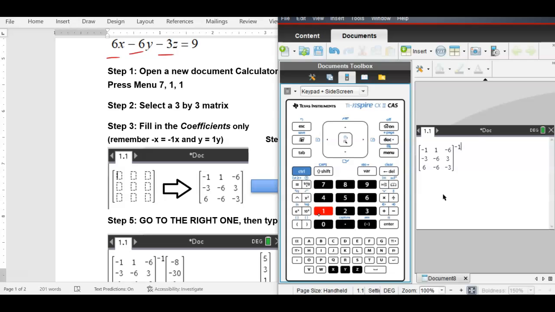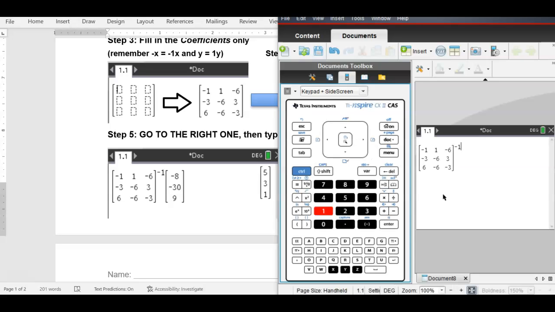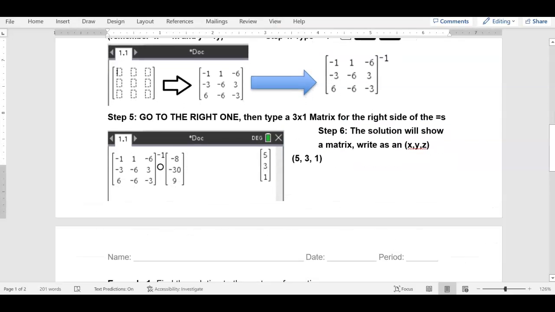So that's part of it. The second part, if you look at step number 5, okay? Once you have your inverse matrix, the coefficients of all the variables, the next thing you're going to do is make another matrix. Look at step 5 right here. It says go to the right and then type a 3 by 1 matrix.